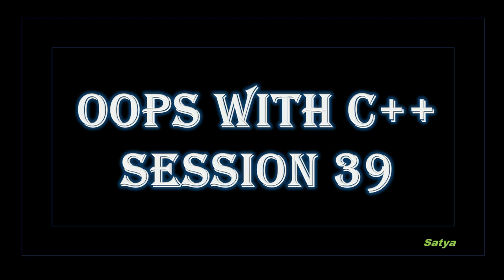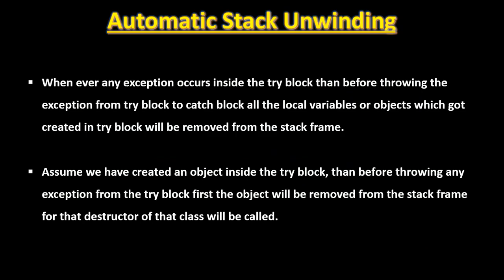Okay, so now let's start with automatic stack unwinding. So what do you mean by stack unwinding? Generally, whenever any CPU control enters into the function definition, all the local variables which are declared will get the memory. And whenever the CPU control is coming out of the function definition, all the local variables which got the memory inside that function will be removed from the stack frame. So this is the normal procedure.